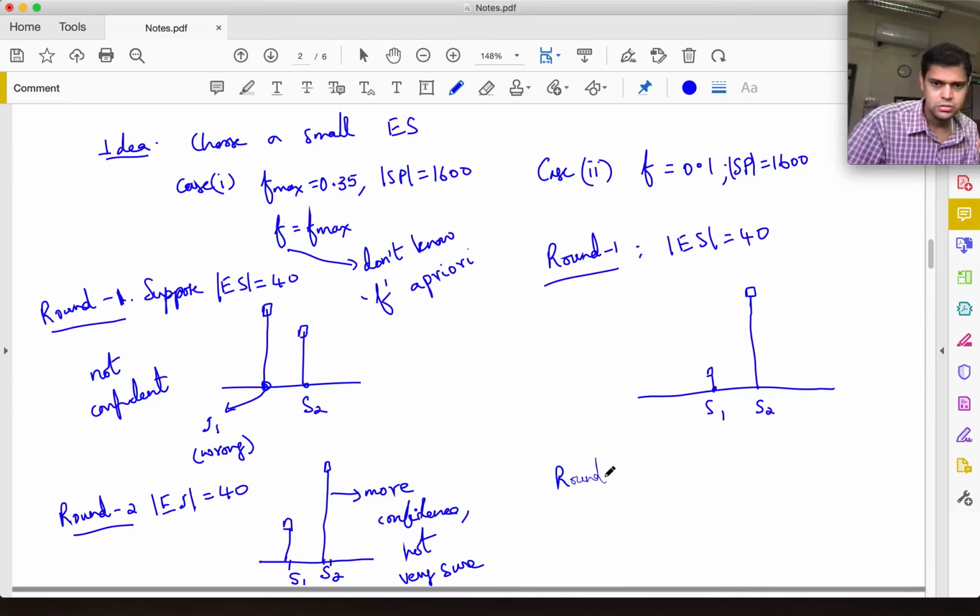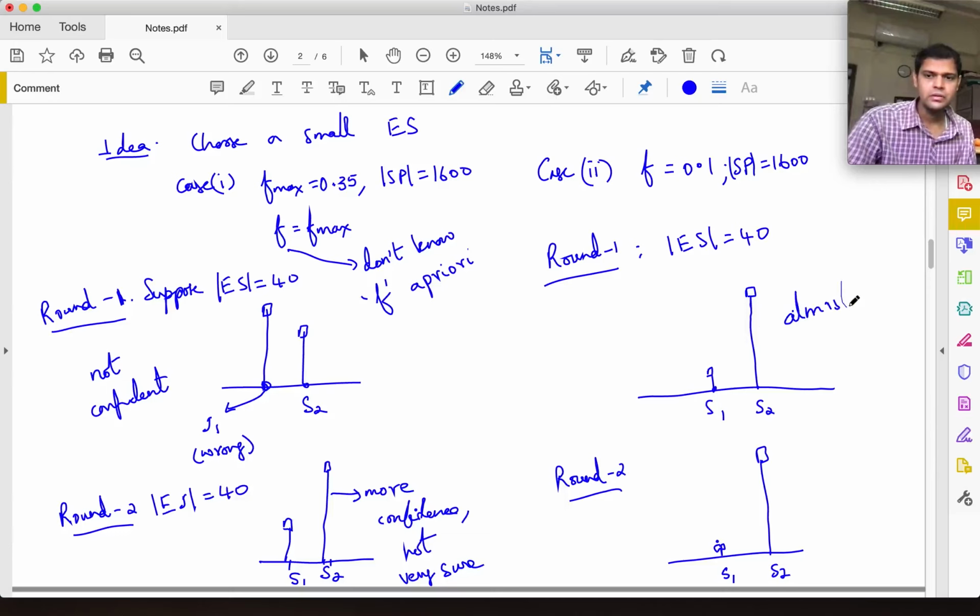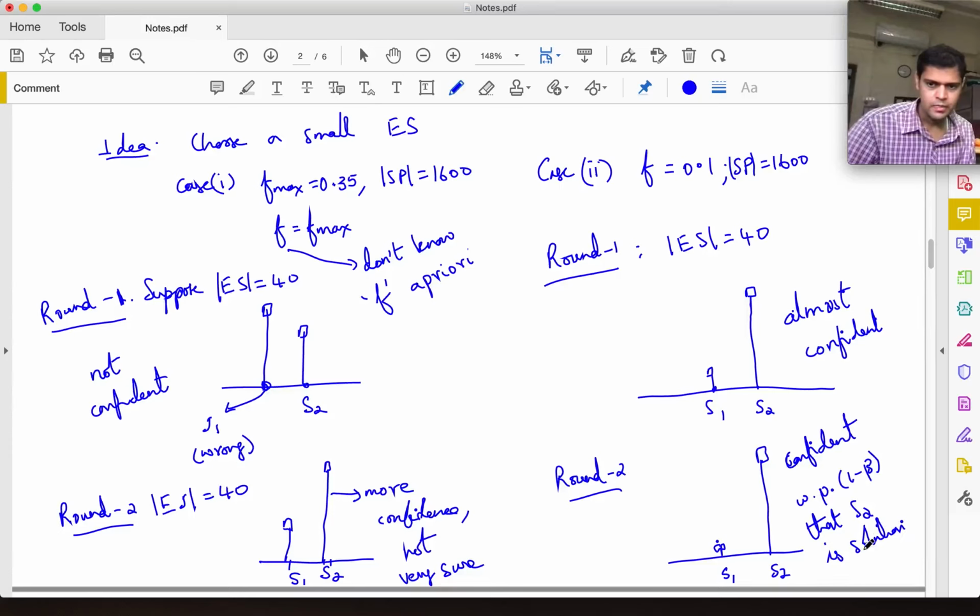And in round 2, let's say again, S1 really has very few votes, S2 gets tons of votes. So here we are, let's say, almost confident. And here we are confident, let's say with probability 1 minus beta, that S2 is the solution. So we stop over here after the second round. So this is how miracle works.